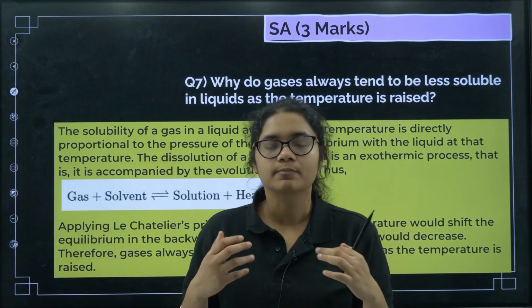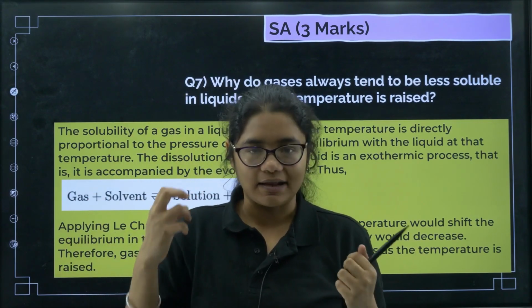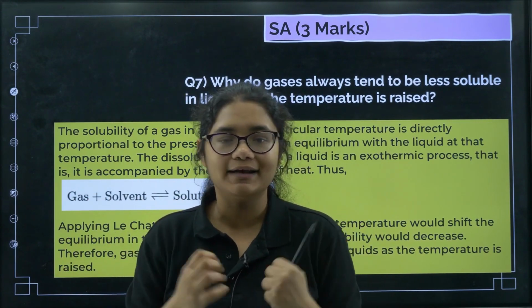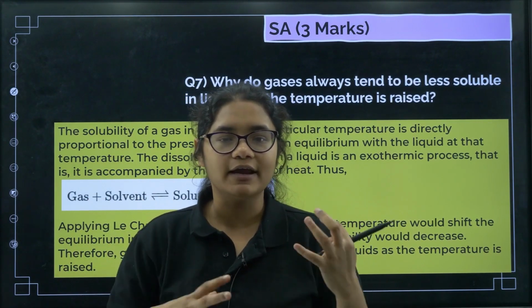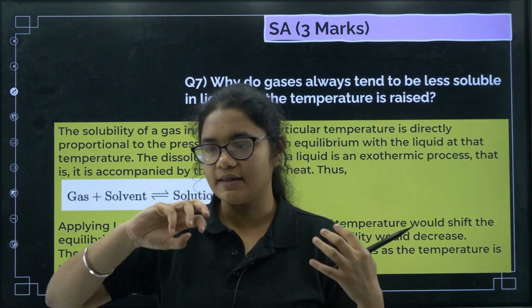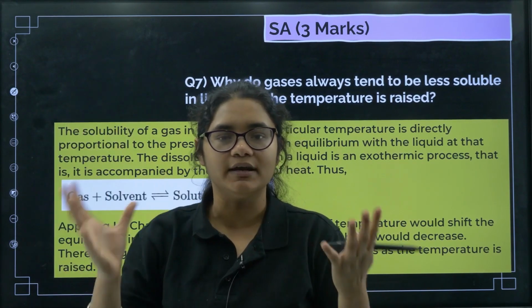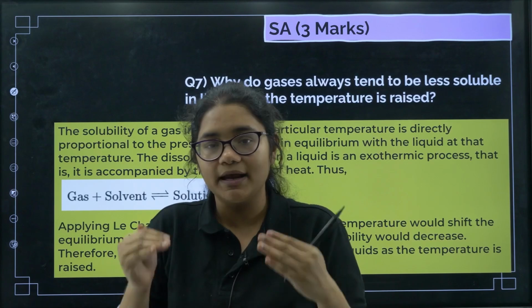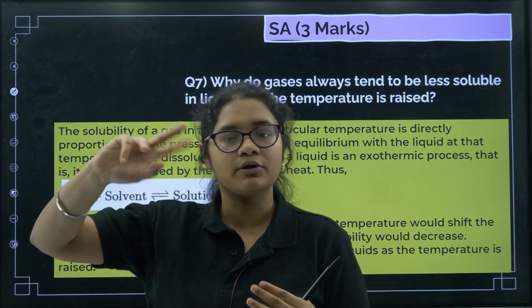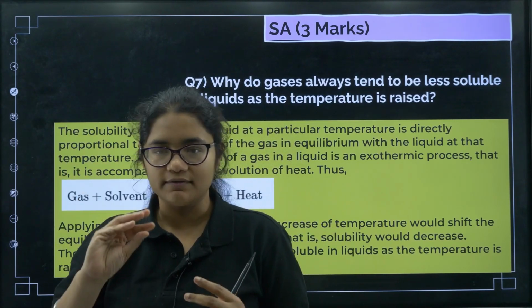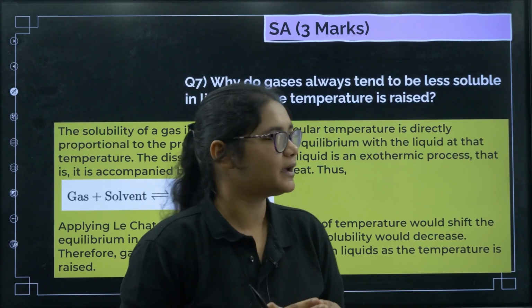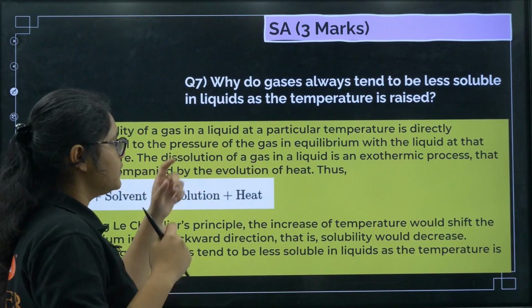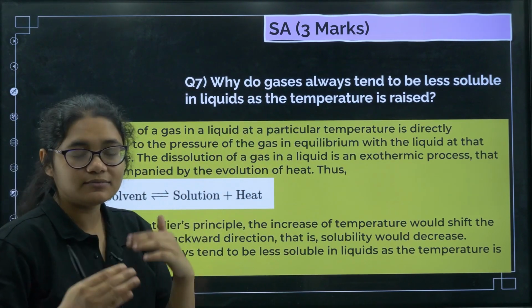So just now I told you. What happens when you increase the temperature? The gaseous molecules will get kinetic energy, right? So they will vibrate more rapidly and they will try to escape from the liquid. They will not remain in the liquid, they will escape from the liquid, or go to the vapor phase, the gaseous phase. So that is why, when you increase the temperature, the gases become less soluble.